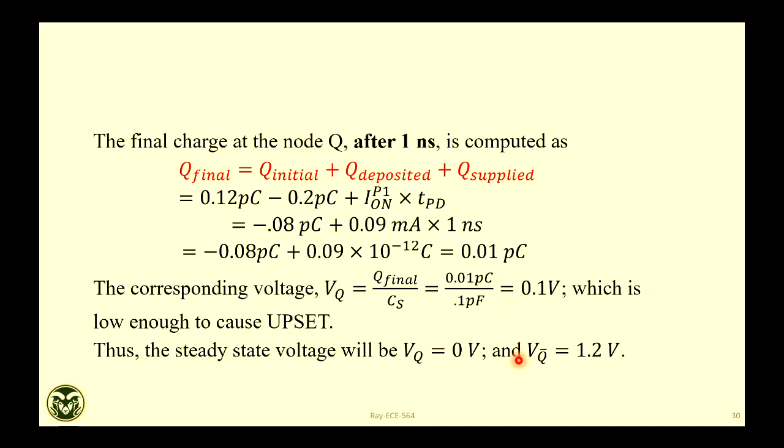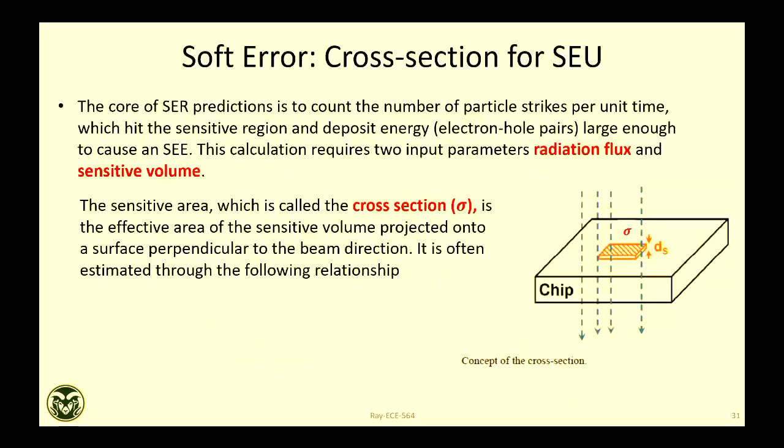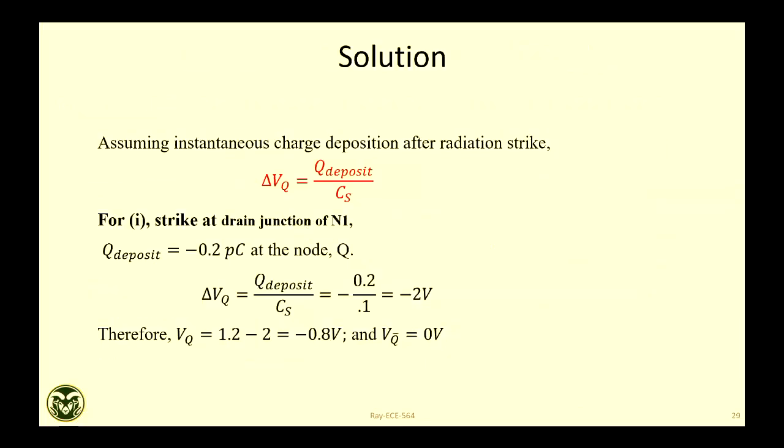Questions? Okay, so this upset happens means your steady state voltage will be 0 and 1.2 volt. Your instantaneous voltage is this one, -0.8 volt and 0 volt. Okay, so I think that's pretty much the thing.